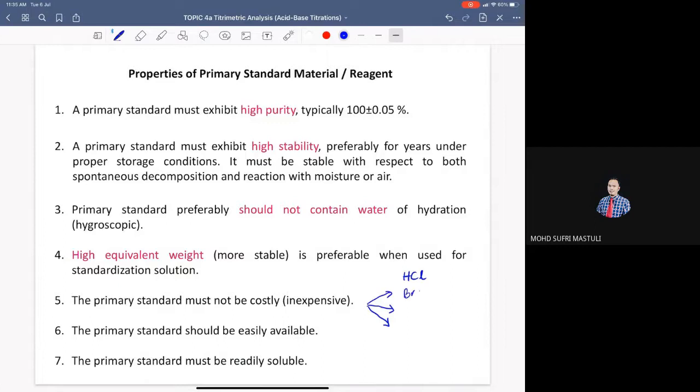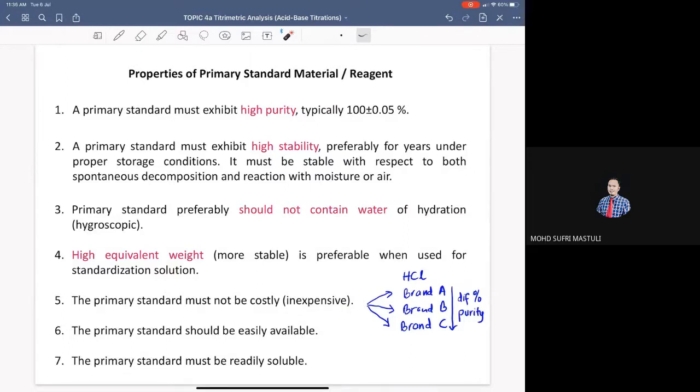We can have brand A, brand B, or brand C. Every brand, every company, every chemical supplier, supplies different percent purity. From the different percent of purity, the cost will vary as well. So if you want to use a primary standard material or chemical, we prefer the chemical which is cheaper.